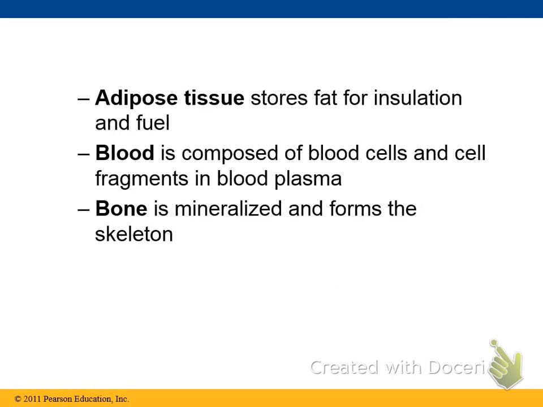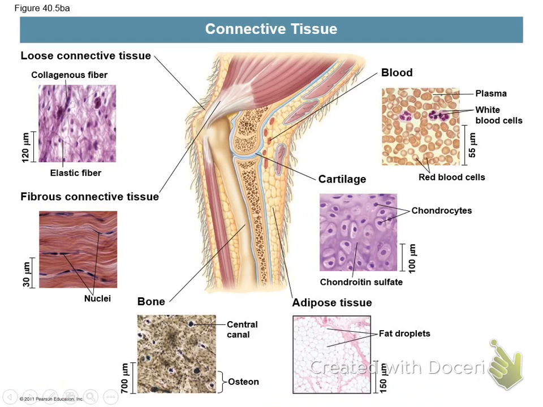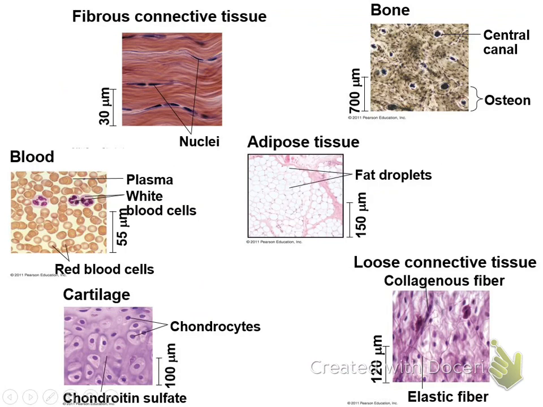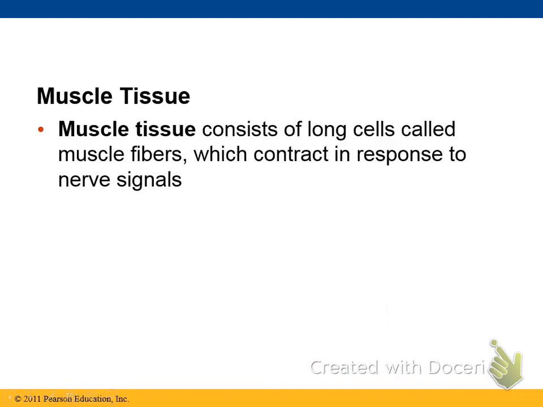Adipose tissue stores fat for insulation and fuel. Blood is composed of blood cells and cell fragments in blood plasma. Bone is mineralized and forms a skeleton. And then they show you all 6 of those in different spots. That's not a very pretty picture. And then, again, they're going to show you them up closer.